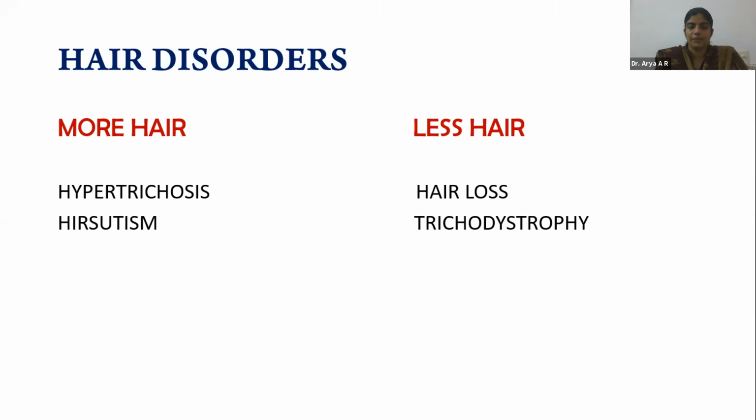Okay. So the first one is male hair. In the category of male hair, we have two conditions. One is called hypertrichosis and the next one is called hirsutism. These are the two conditions in which we have a hair disorder with more hair growth.